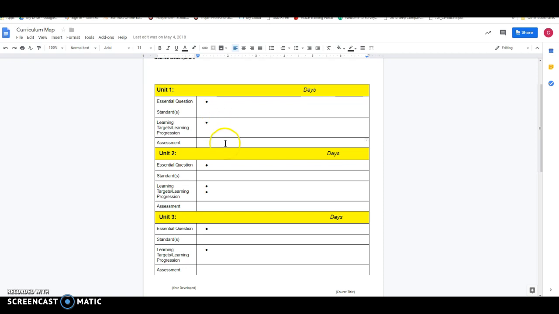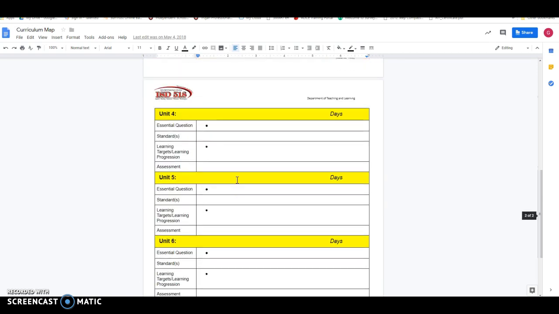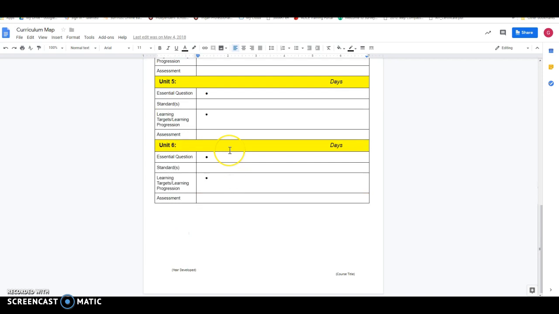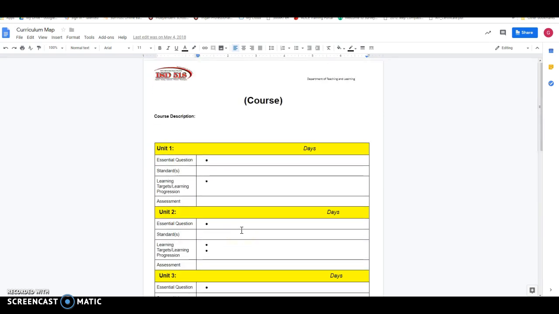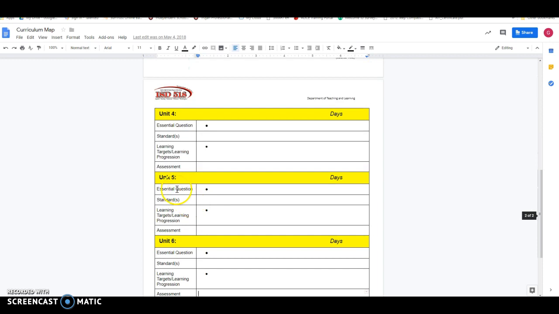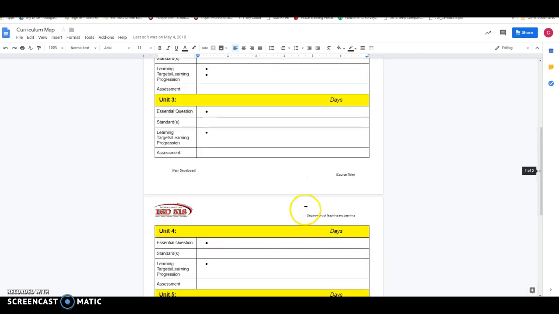And so then really we just break this down by the different units. If you have more than 6 units, we'll just go ahead and add some down here so that we get those covered. And then you might have a course that you only teach for 1 quarter, so maybe you only have 4 units, and then you would just delete these out.